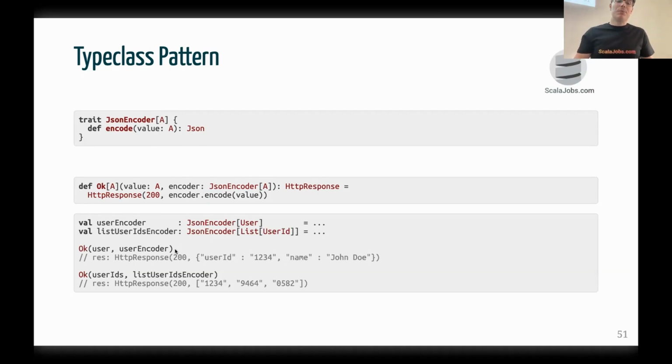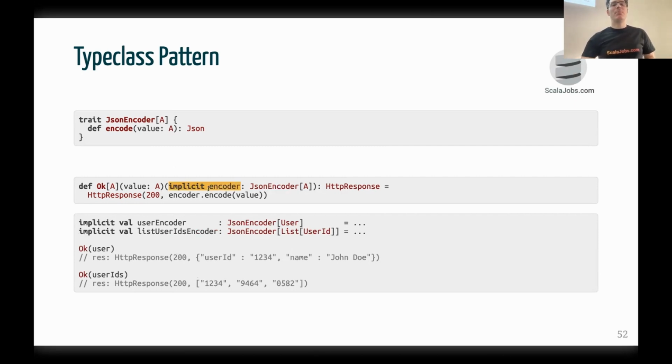So how can we improve? This is where we can use implicits. We can say, let the compiler pass the encoder for me. We define the encoder as an implicit parameter, and we define the specific encoders for user and list of user ID implicitly. Now we get back this nice API where we don't need to specify the encoder anymore. So it's nice. But the problem is that we need to define the encoder within our HTTP routes, which is a pain. You don't want to duplicate your encoder everywhere.